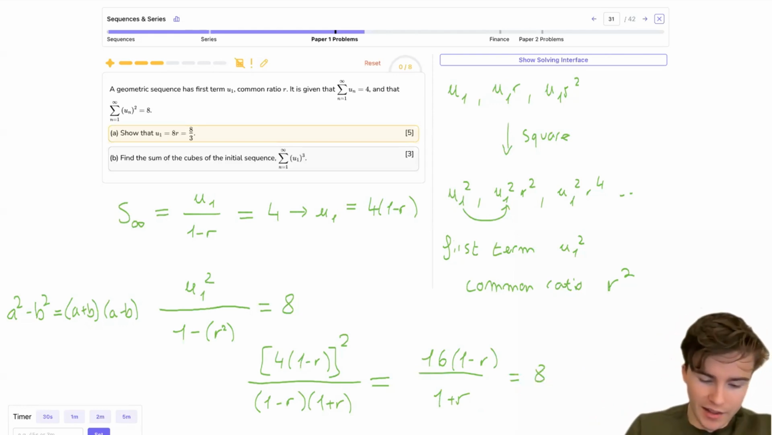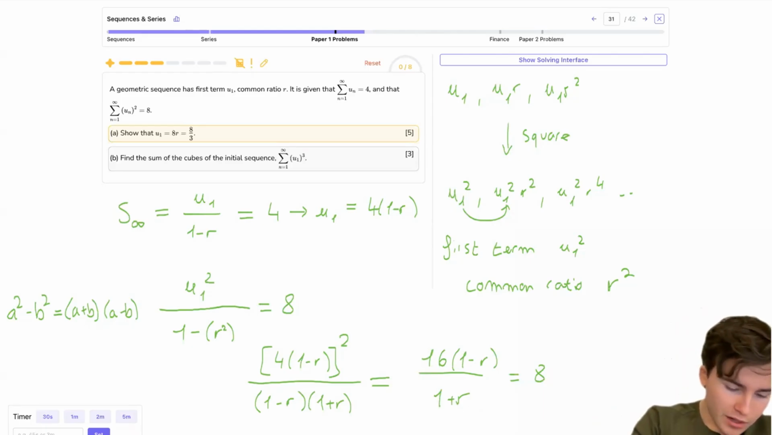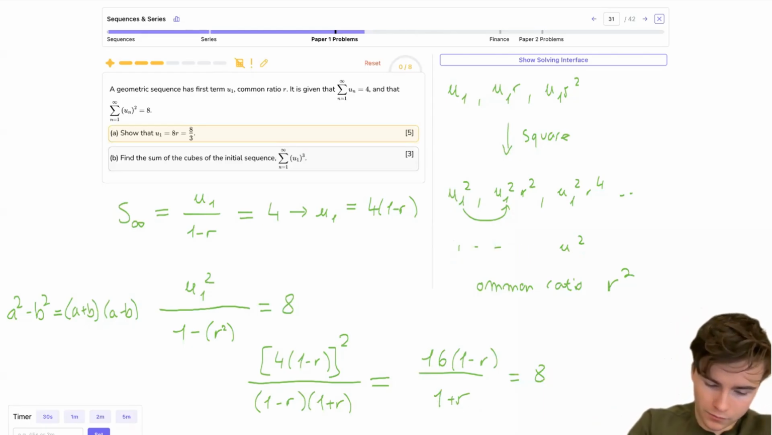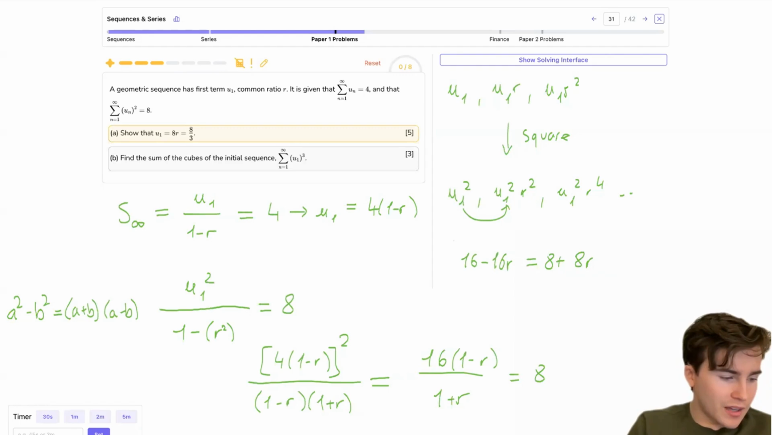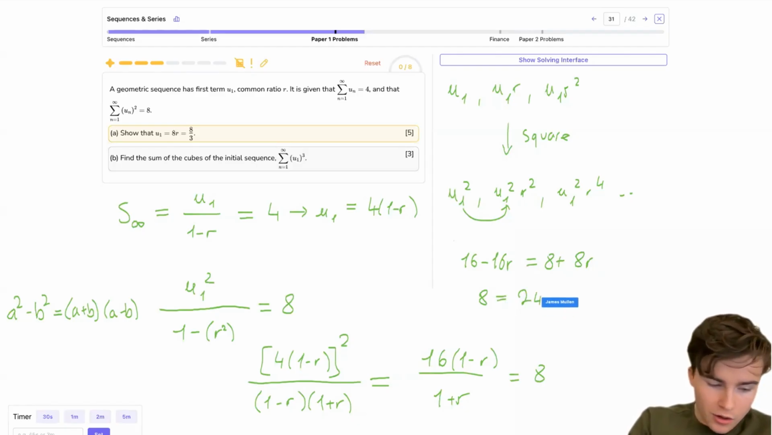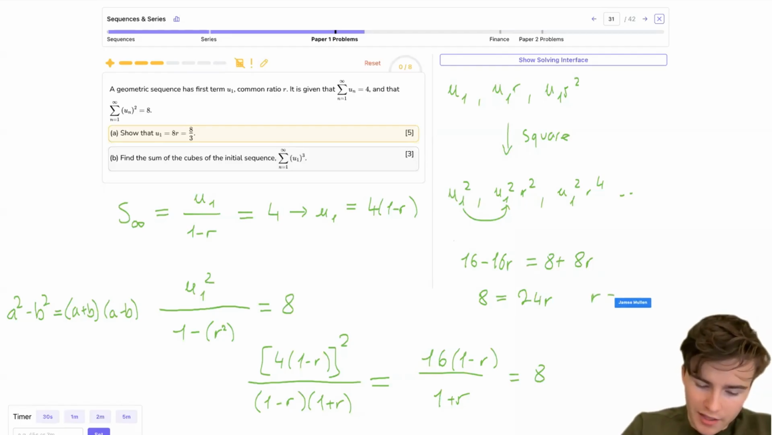Okay, and now we're basically there. If I multiply both sides by 1 plus r, I'm going to get 8 times 1 plus r is equal to 16 times 1 minus r. So 16 minus 16r is equal to 8 plus 8r. All right, what does that mean? It means that if I do 16 minus 8, I get 8 on this side, and I bring the 16r to the other side, is 24r. That means that r is equal to 1 over 3.